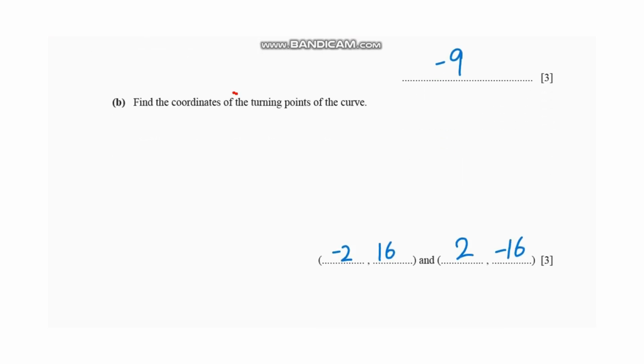Part B states find the coordinates of the turning points of the curve. So the turning points for the curve will be minus 21, minus 2, 16 and 2 by minus 16. This will be the answer.